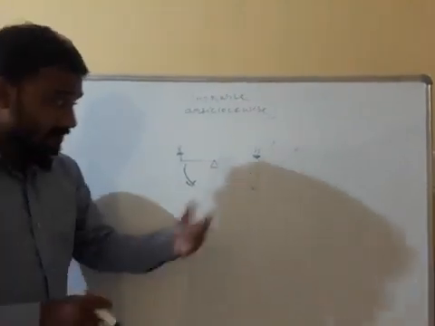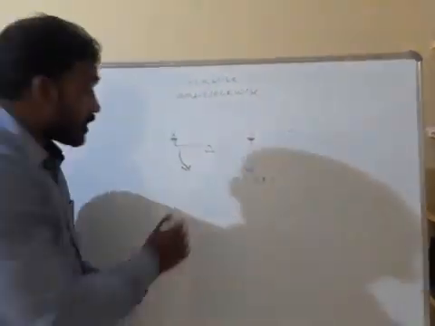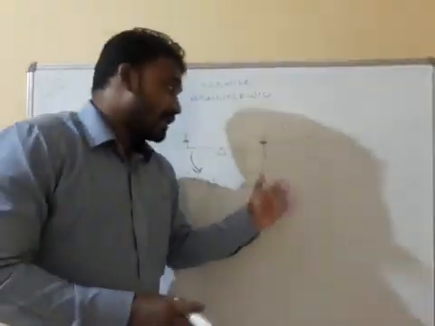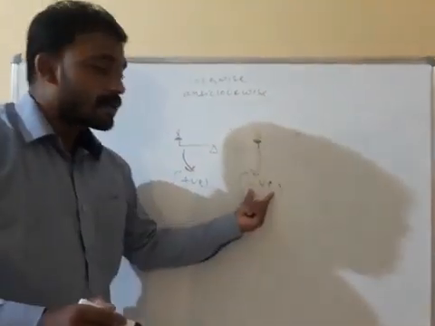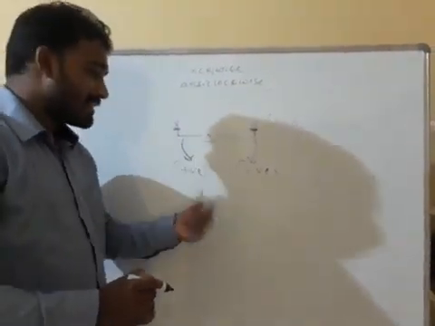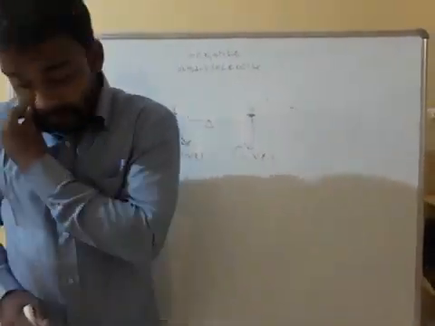Next, clockwise is always taken as negative, whereas anti-clockwise is taken as positive. It means negative is the clockwise direction, whereas the anti-clockwise direction is positive. Understood or not? Next one.